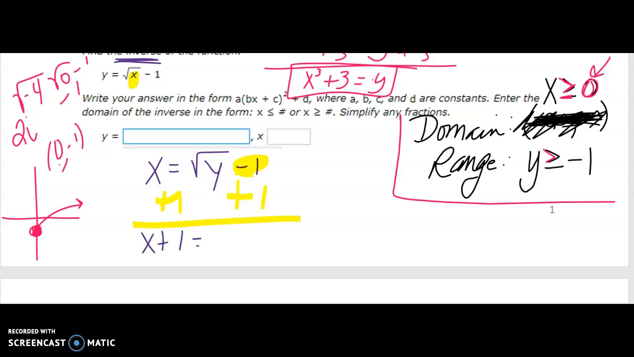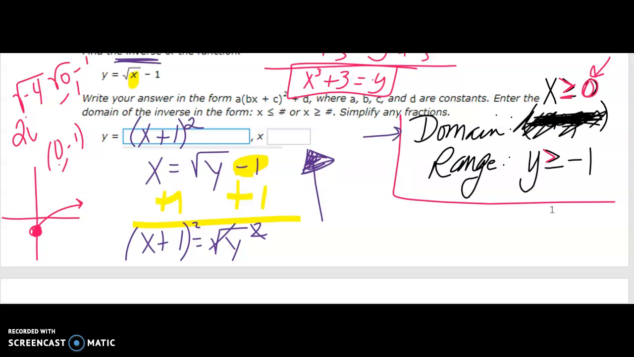So x plus 1 equals the square root of y. To get y by itself, we have to square both sides. So the square and the square root undo each other. So inside the box, I don't think most of y'all are going to have trouble with that part of it. This is the part that you would have had trouble with. So back to the original part.